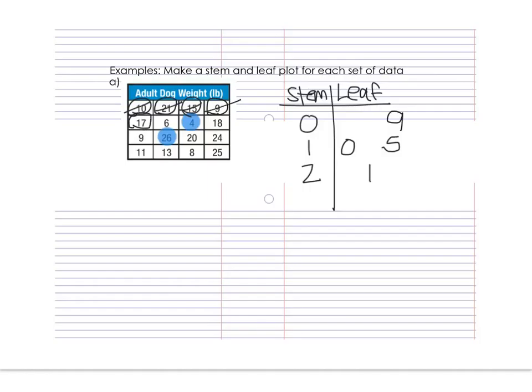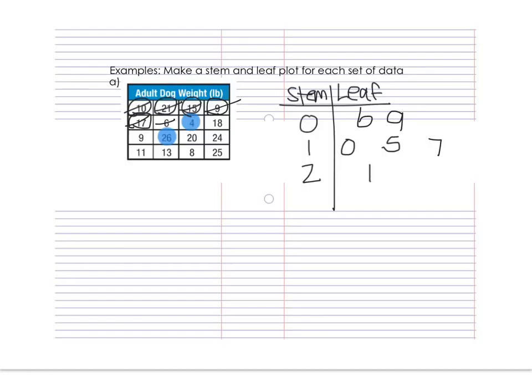17. 17 starts with a 1, so that puts us in this column. This row, and then we put the 7 in with the leaf. 6 again, this one does not have a number in the tens place, so that means it has a stem of 0 and the leaf goes in that row.